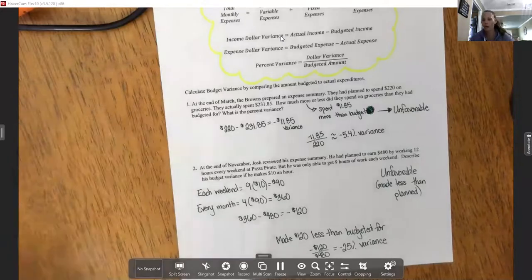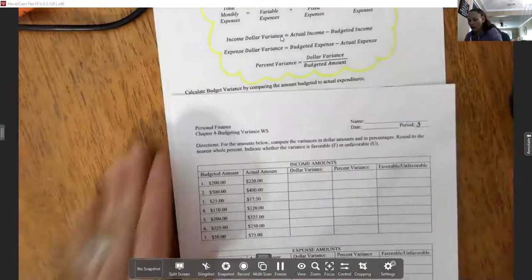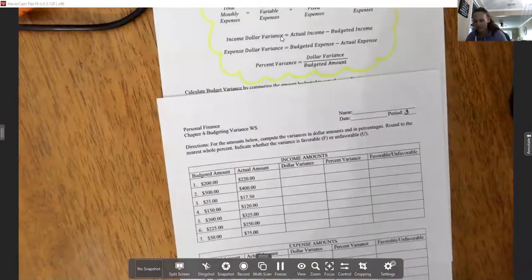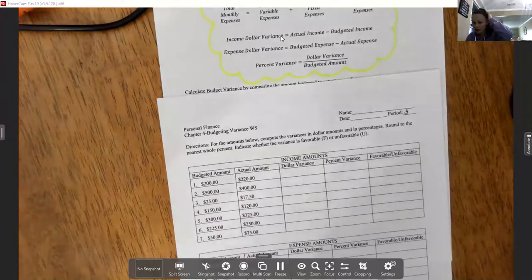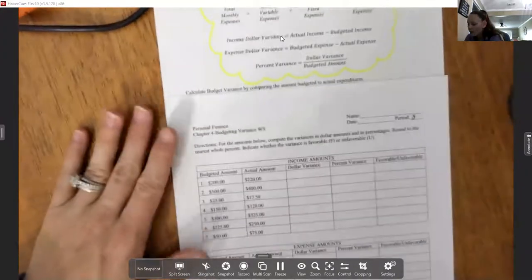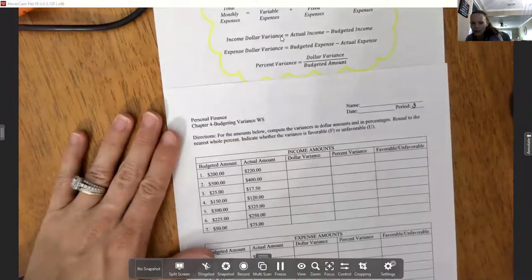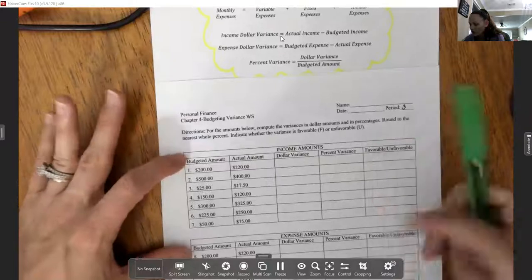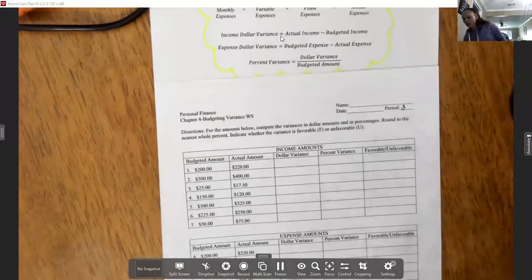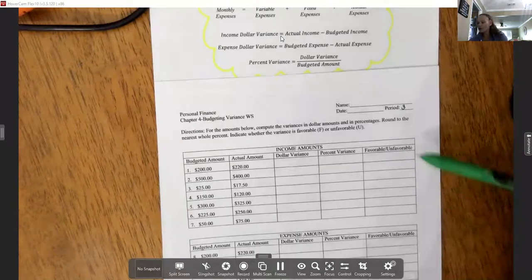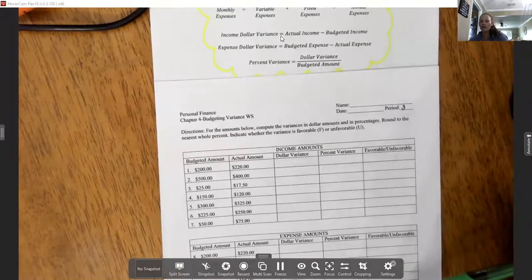Okay, so part of your homework is very similar to this. I'm going to go over it now since it's the same idea. You're going to just fill these tables and answer the questions down here. This top section is income amounts. The bottom section is expense amounts. So you can do this last column, favorable or unfavorable, before you do any math if you want.